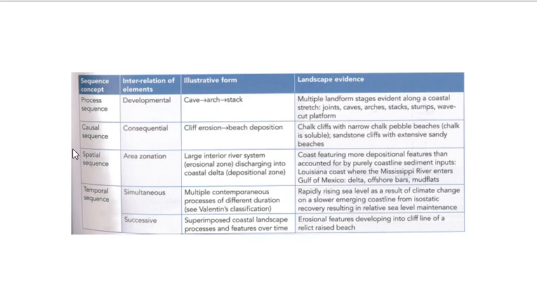Okay, so here we've got 5 examples of clues that you could look for in the coastline, and the different sequences that you would talk about for those particular examples. So the first one's the easiest one. Cave, arch, stack, stump. This is a process sequence. What happens first, second, third, fourth? What leads to the development of that stump at the end of it? So that's a developmental process sequence.